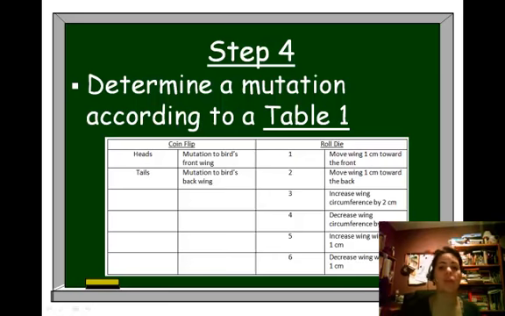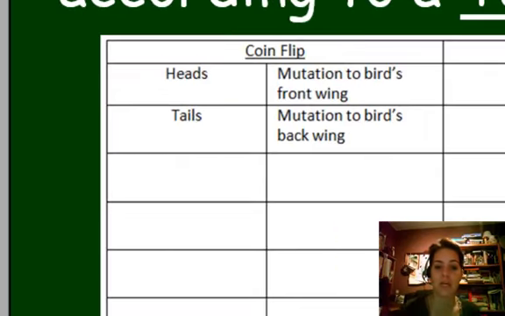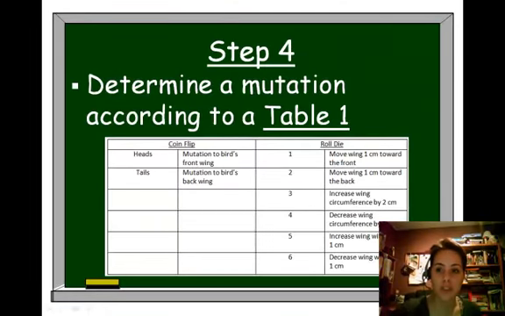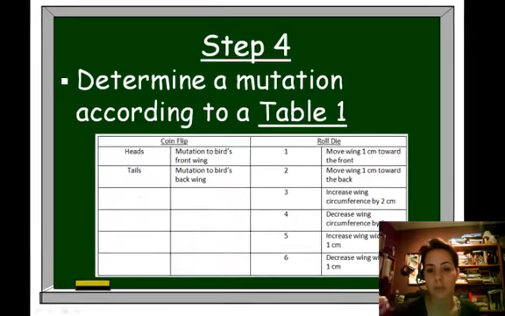So how are you going to determine what that mutation is? This is when your coin flipping and die rolling comes into place. So the first thing you're going to do is pick up your coin and flip it. If you get a heads, that will mean that the mutation is going to be on the bird's front wing. If you get a tails, the mutation is going to be on the bird's back wing. Okay? So now that you've determined which wing is going to be mutated, you then have to figure out what the mutation is going to be.